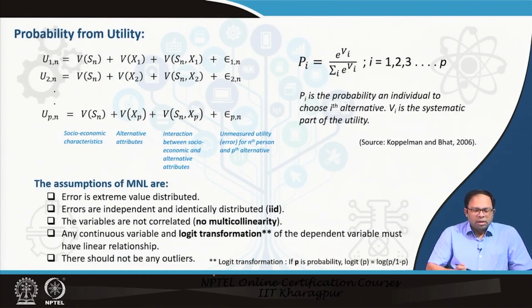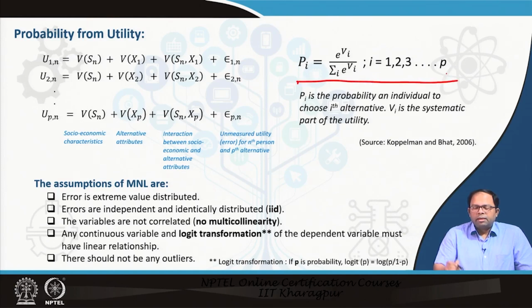This is the particular form of the multinomial logit model, where the probability of alternative i is equal to e to the power V_i divided by the summation of e to the power V_j, from j equal to 1 to p, that means for all alternative modes. At the top I have the utility of the single mode for which we are developing the probability, and the bottom term is a summation of the utilities of all the modes, each taken as e to the power that particular utility value.